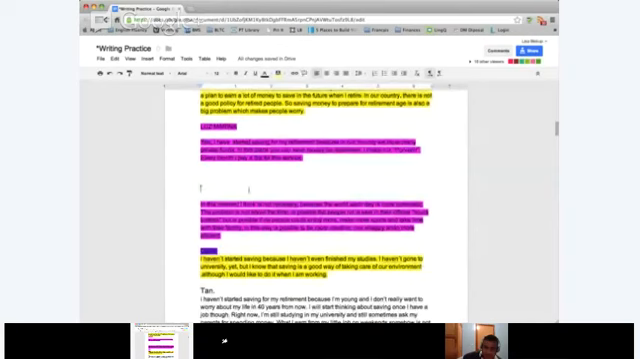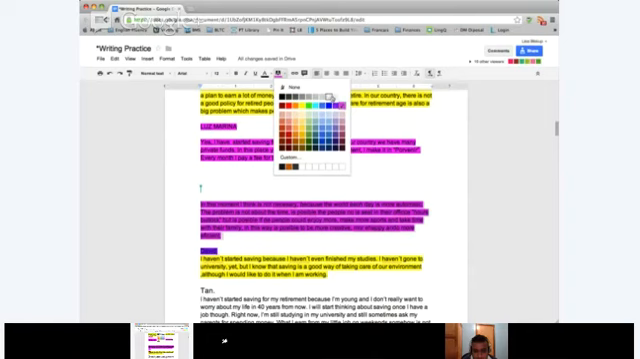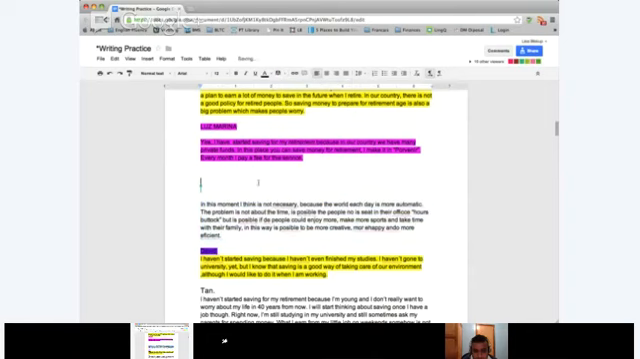Okay. In this moment, I think it's not necessary because the work each day is more automatic. The problem is not about the time. It's possible the people know it set in their office hours, but it's possible if the people could enjoy more, make more sports, and take time with their family. In this way, it's possible to be more creative, more happy, and more efficient.